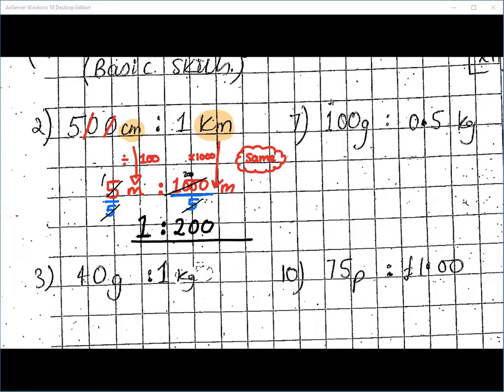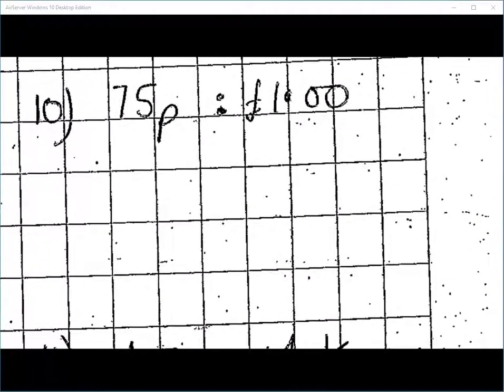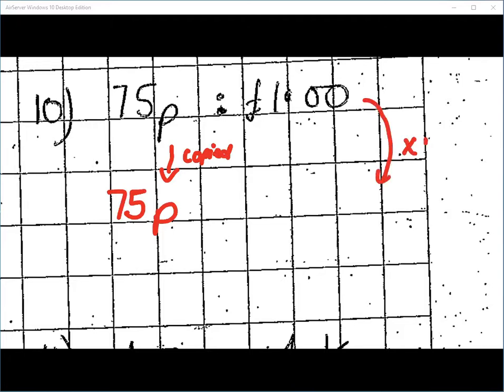Okay, that was centimeters and kilometers. Let's have a look at a different type of question. So Minal, how would you do number 10 now? Now we talk about pence and pounds. What would you change them both into? Pence. So that one just stays the same. There's no conversion for the first one, just gets copied down. The next one is 100, because you have to times it by 100. So 1 pound times by 100, because there's 100 pence in the pound. So that gives you this.